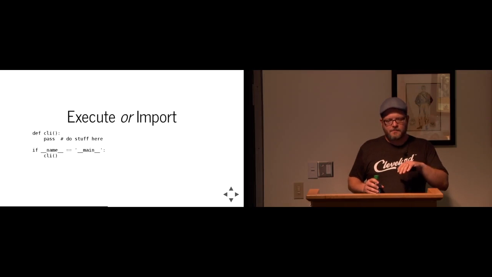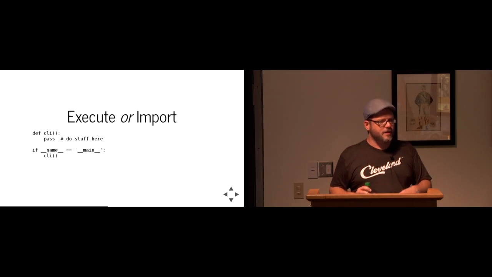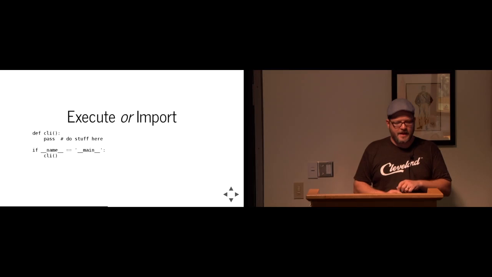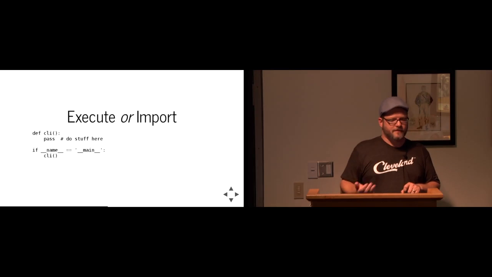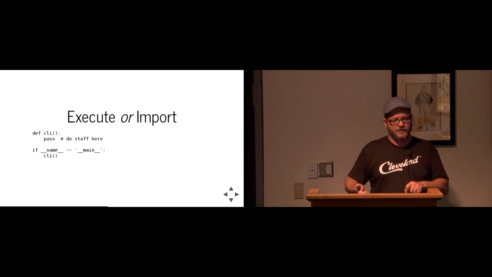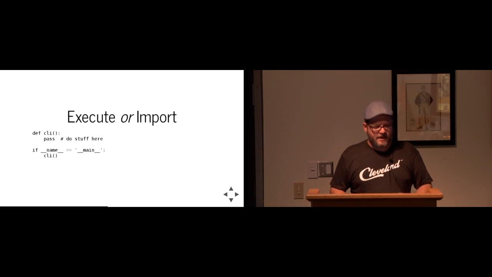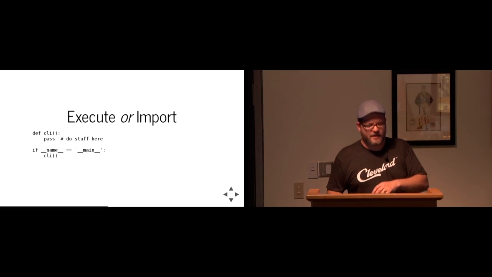Your modules should be able to be either executed directly or imported. The way you can do that is by adding this little bit of code. What this does is it checks the special variable __name__ and sees if it's the special value __main__, which means it was the program that was directly executed. If it is, it's going to run the CLI function. But if it's not, so if someone else imported this, it's not going to run that function. This allows someone else to import your code without running the command line interface, which is probably not what they expect.